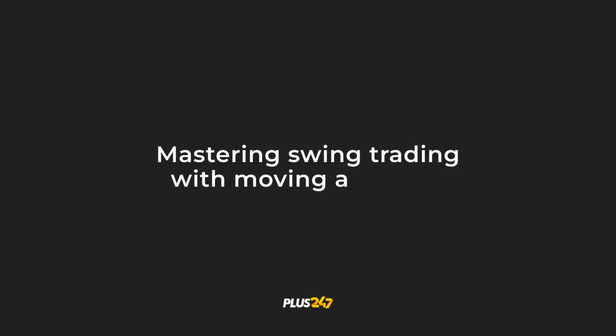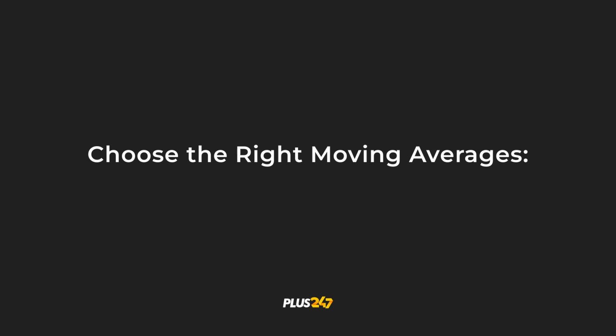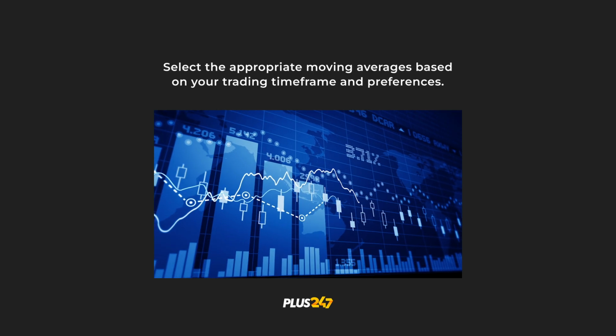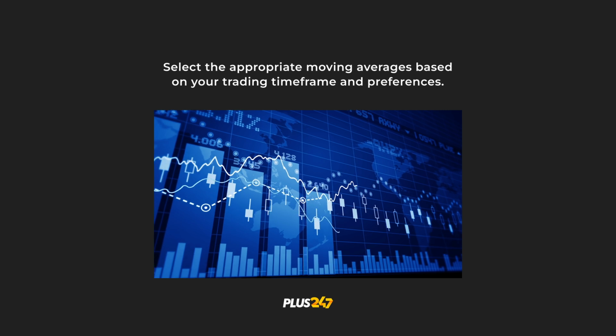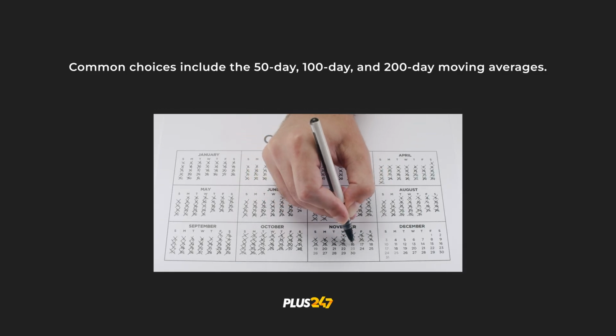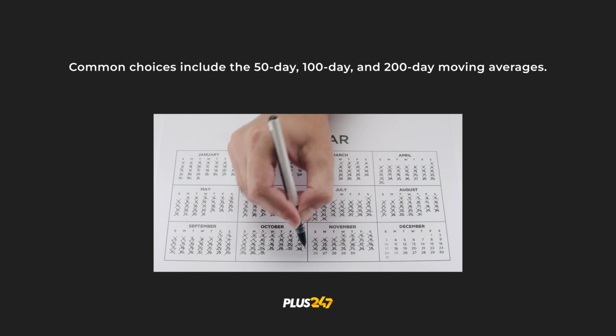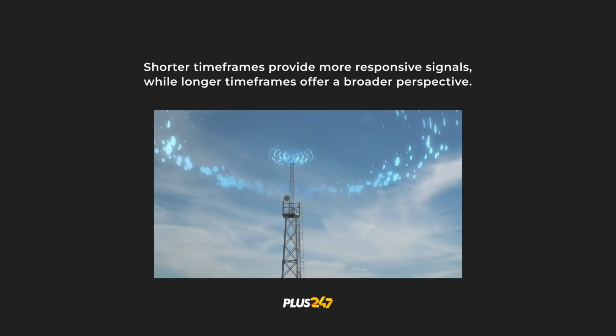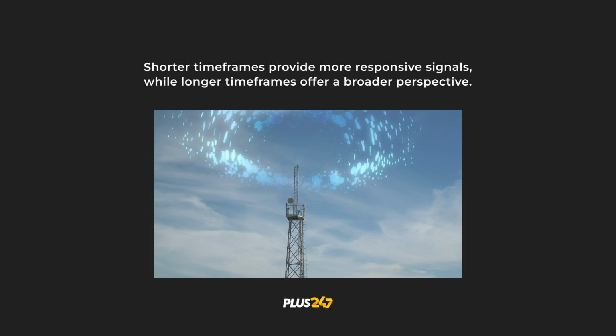Mastering swing trading with moving averages. Choose the right moving averages. Select the appropriate moving averages based on your trading time frame and preferences. Common choices include the 50-day, 100-day, and 200-day moving averages. Shorter time frames provide more responsive signals, while longer time frames offer a broader perspective.